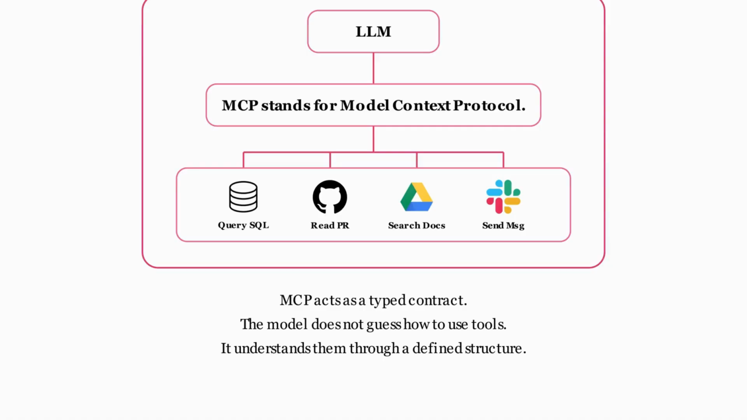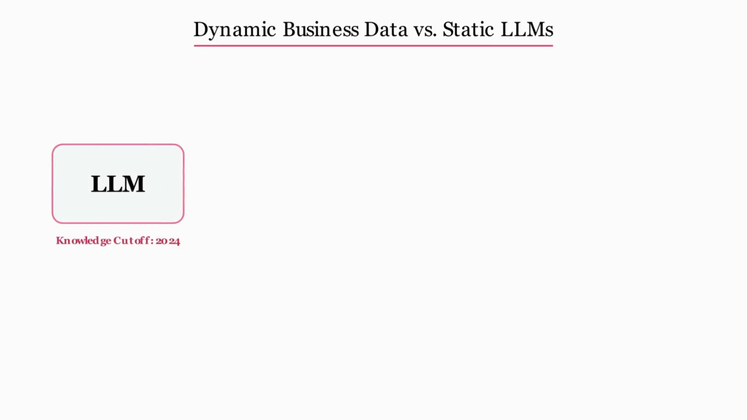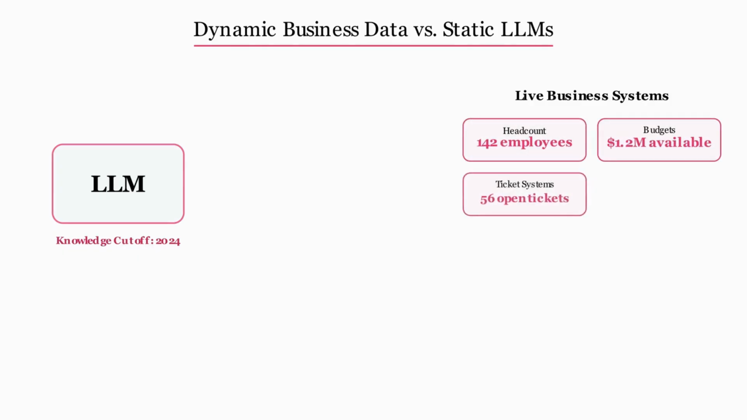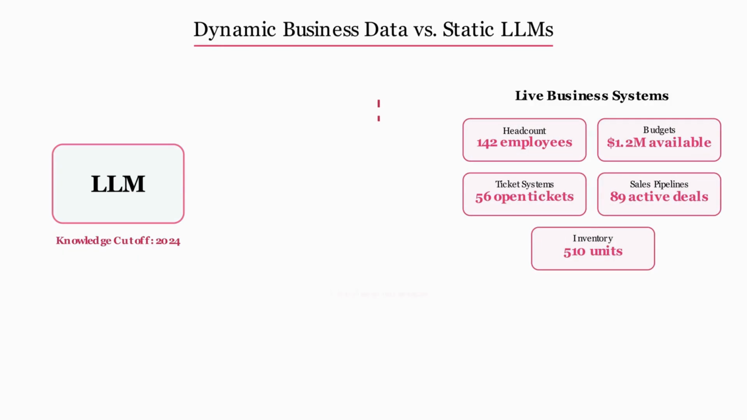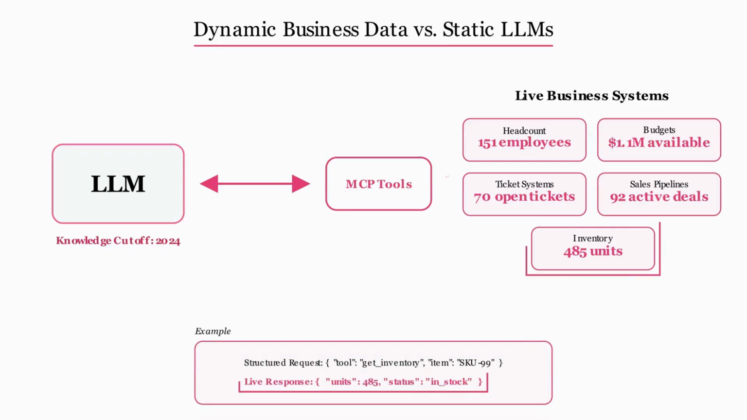But what are the core values MCP adds? First one, real-time and recency access. LLMs have static knowledge due to training cutoffs. Business data is dynamic. For example, headcount, budgets, ticket systems, sales pipelines, and inventory. MCP tools allow the model to request fresh data from live systems in a structured and efficient way.